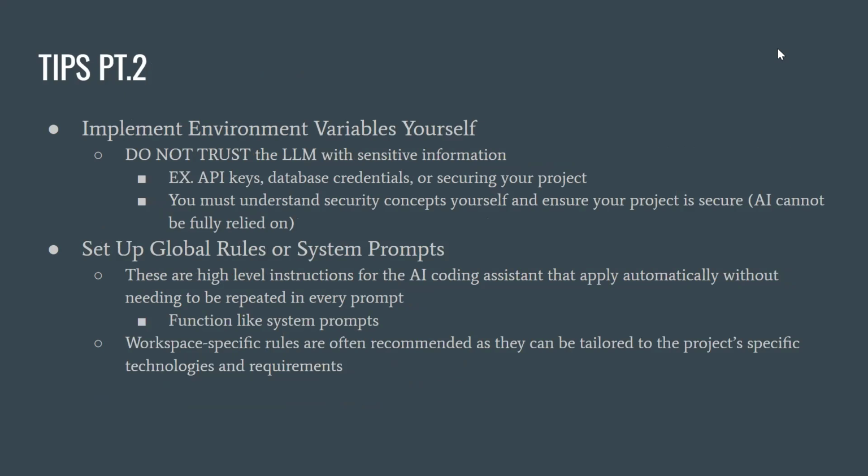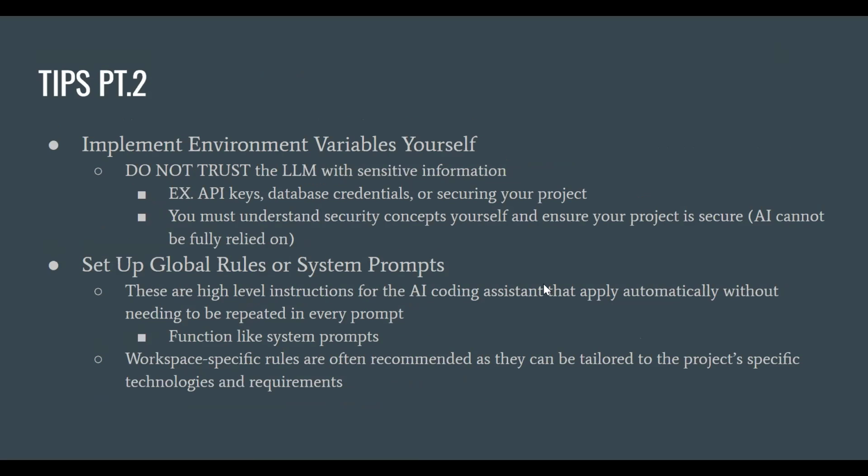When it comes to environmental variables, those are the things you actually implement yourself. The reason for this is because you shouldn't really fully trust the LLM to actually create your stuff and handle everything in the project. So when it comes to sensitive stuff, that's something you should do manually and something that you should know how to do. So some examples the LLM should not be trusted with are API keys, database credentials, or securing your project. In this case, you would have to understand security concepts yourself and ensure the project is secure because AI cannot be fully relied on.